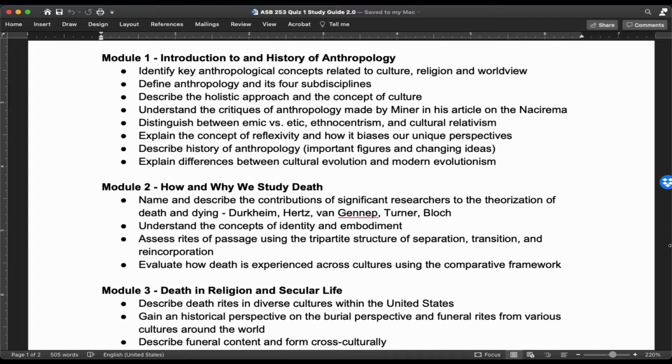From a modern evolutionist perspective nowadays, we recognize that each culture has its own unique trajectory based on its conditions and context within which it takes place. So that's the overview for Module 1.